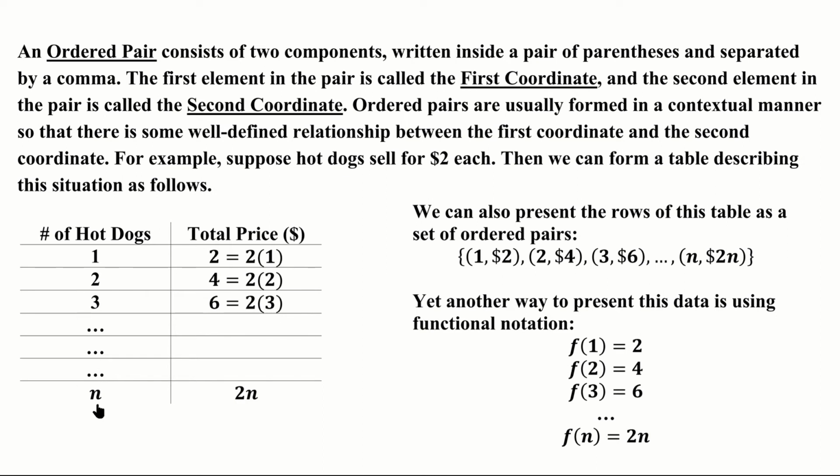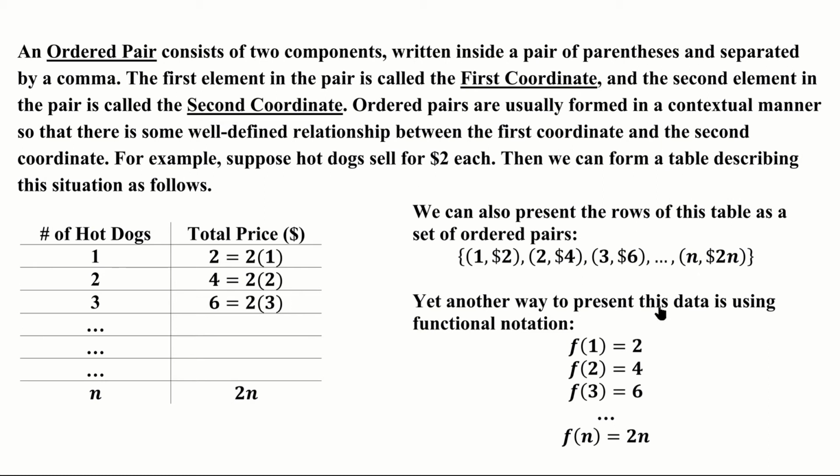Now, in mathematics, we usually like to generalize the situation and say, okay, so how much will n hot dogs cost for some unknown number n? Then we know that all we need to do is multiply that number by 2 to get the dollar amount. Now we can represent this information as a set of ordered pairs. So here we would have a set containing these ordered pairs, where 1 is matched up with the price $2, 2 is matched up with the price $4, 3 with $6, etc., and n with 2n dollars.